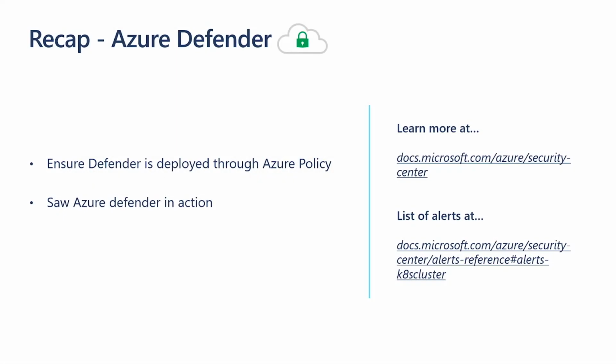In this demo, you learned more about Azure Defender and saw Azure Defender in action. You also saw how to ensure that Azure Defender is installed on all AKS HCI clusters in your organization through Azure Policy. To learn more about Azure Defender, you can take a look at the first link that points to Azure Defender's documentation, and you can get a list of all the alerts that Azure Defender monitors today on your on-prem AKS HCI clusters through the second documentation link. Now let's go to our third Azure service of the day, Azure Monitor.